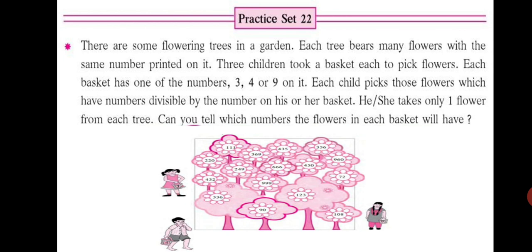Now you have to check the test of divisibility by 3 for the girl to check which flowers will go in a basket. You will have to check the test of divisibility by 4 for the boy to understand which flowers will go in his basket. And you will have to check the test of divisibility by 9 to check which flowers will go in the basket of the girl on the right hand side. So let us begin. Kindly open your textbook to page 45 for a clear view of the picture.